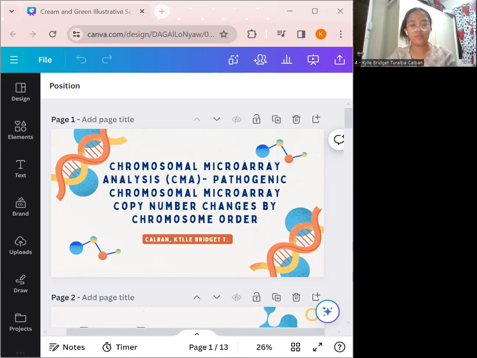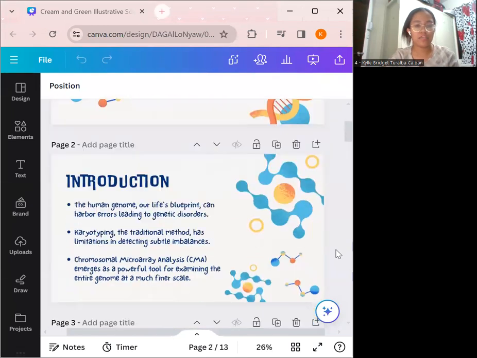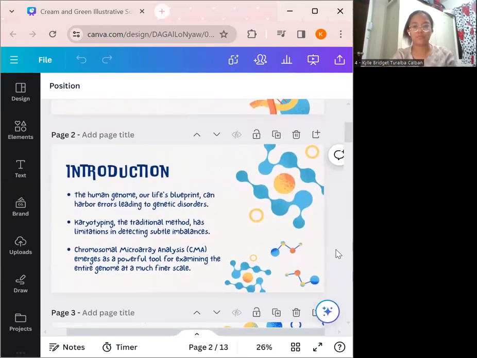The professor focuses on the chromosomal microarray copy number order. So, delving into the specifics, the first slide is the overview.